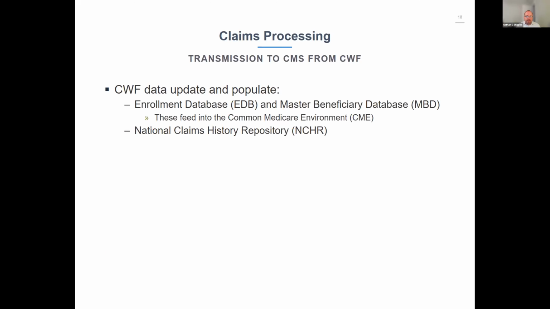So the transmission to CMS from the CWF will update and populate a couple of things. Those include the enrollment database and the master beneficiary database, right? And those feed into the common Medicare environment, as I mentioned. They also will update the claims information, right? So that CMS has those types of information as well in the National Claims History Repository. So these are the kinds of internal data banks where the CWF information is now feeding into the Medicare and CMS environment.